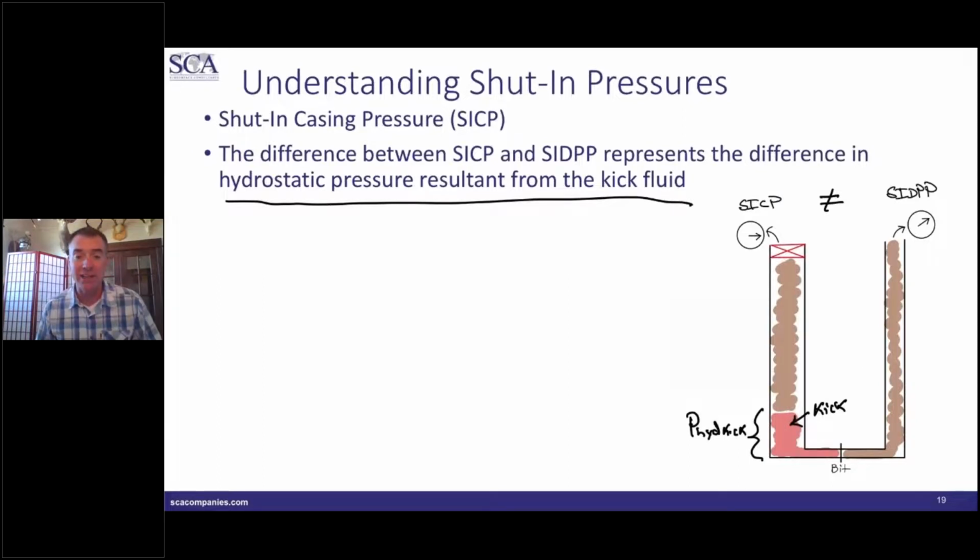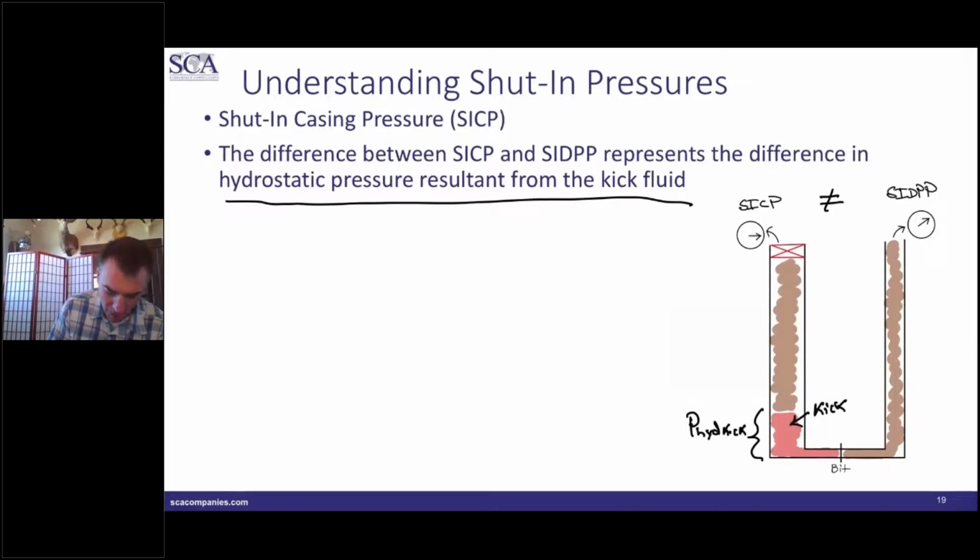That kick fluid is lighter than our drilling fluid, in almost any case it's going to be. And the heaviest it could be is if we took a saltwater kick, and it might be something like, I guess it could be like 10 pounds per gallon. Generally, you're not going to take a kick with a fluid that's heavier than your drilling fluid. So from this, we can also figure out a few things about our wellbore.